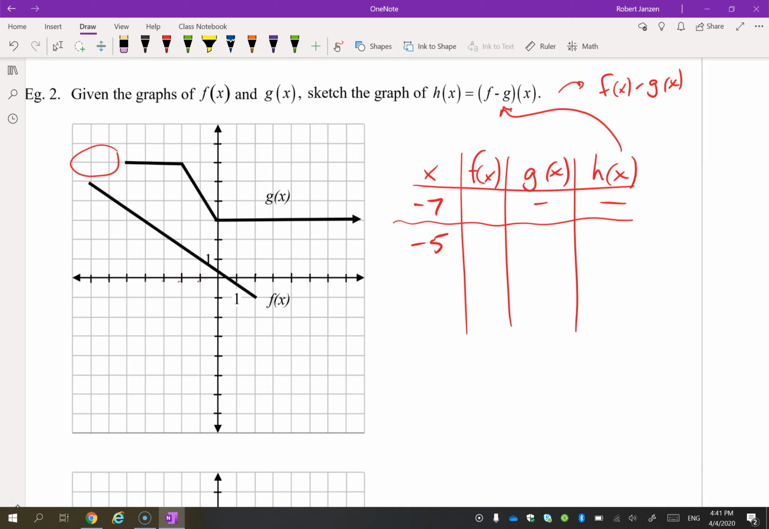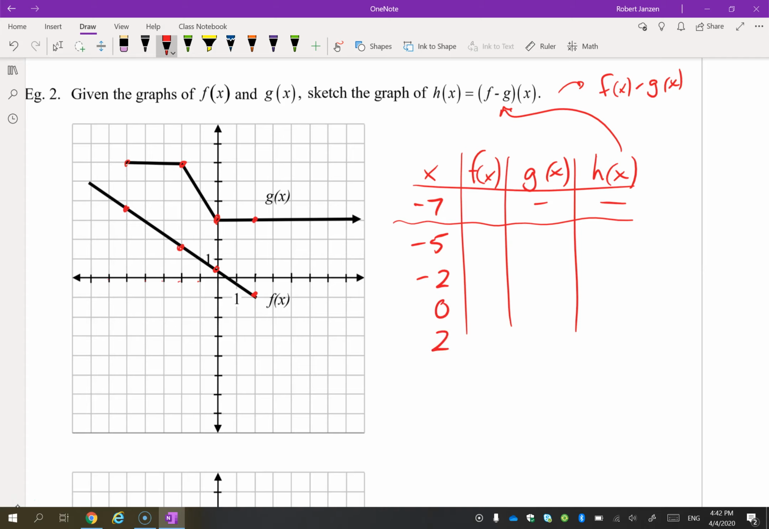And then how far do I go? Well, this graph ends here, so the combined graph has to be between there. So I don't need to pick -4, -3, I don't need to do all of them. What I do is I look at significant points. Let's take where they turn, and here where this one turns. So I'm going to pick -5, -2, 0, and 2.